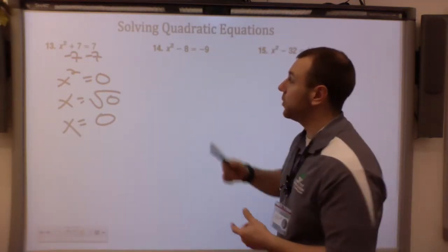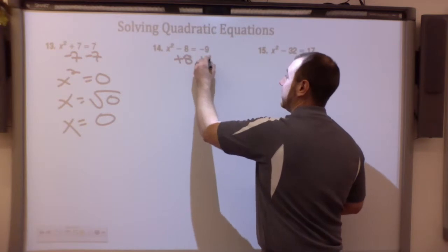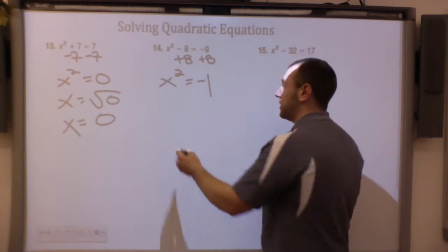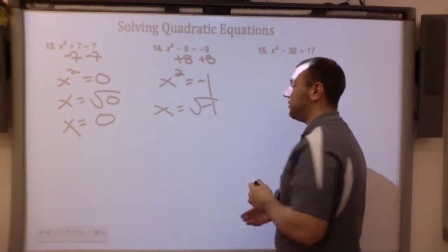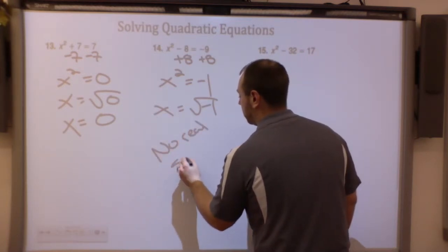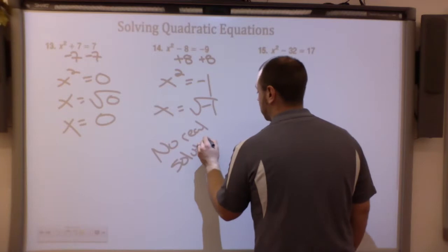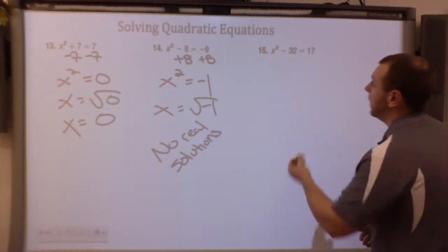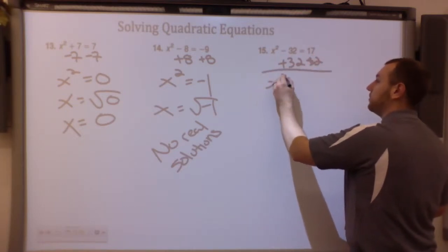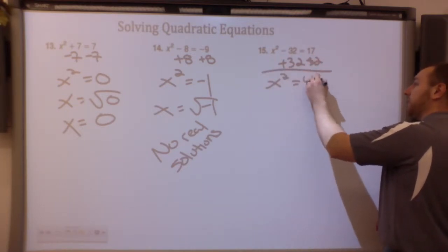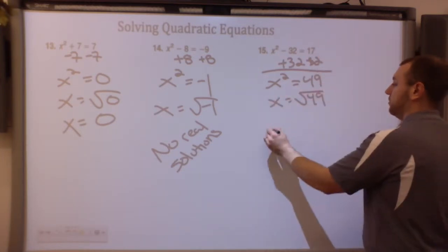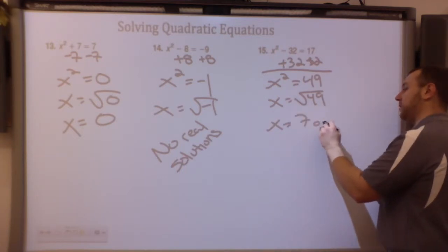For 14, I add 8. X squared equals, this is -1. Now when I do the square root, I have a negative number. There's no real solutions. Okay? And here, this is my normal one, where I'm going to add 32, equals 49. I then find the square root. Now it's a positive number, 7 or -7.